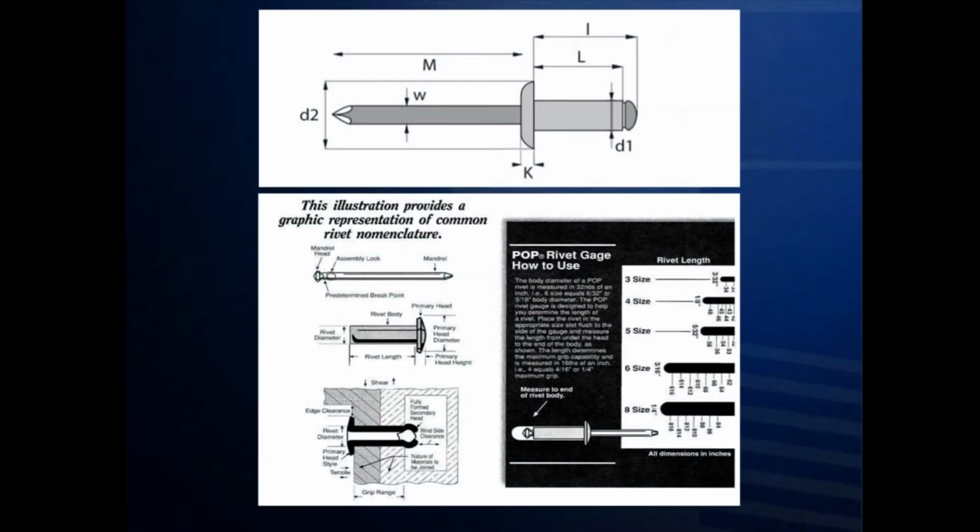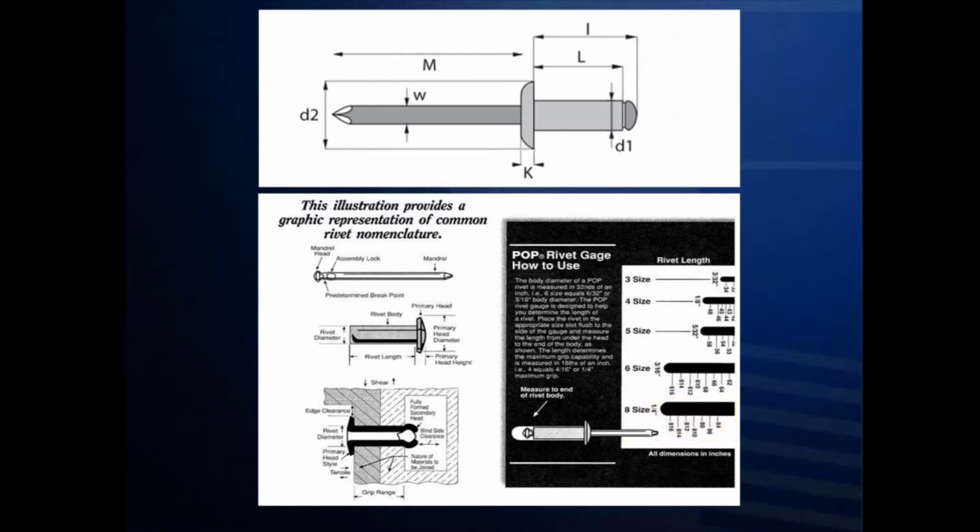Illustrated here are the many dimensions of a standard pop rivet. Rivets are indicated as 2 or 3 digit size numbers that actually describe the diameter and length of the rivet. The first number indicates its diameter in 32nds of an inch. Therefore, a size 8 is 8/32nds of an inch.